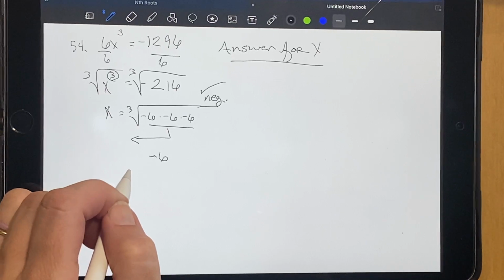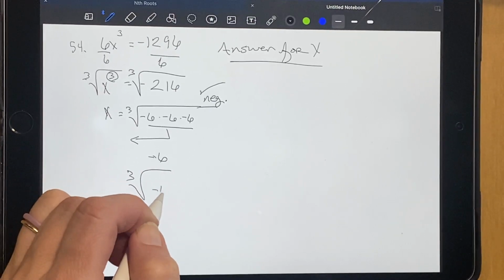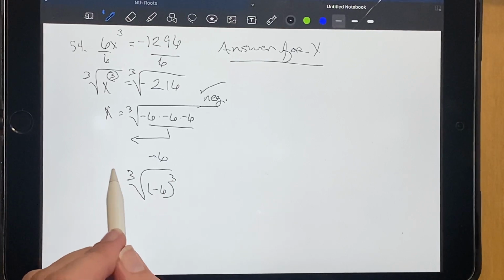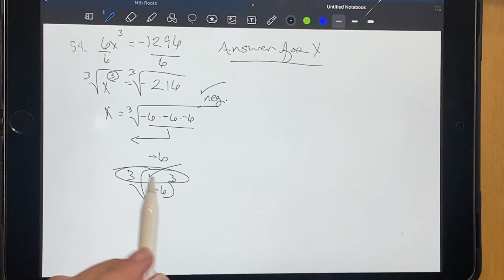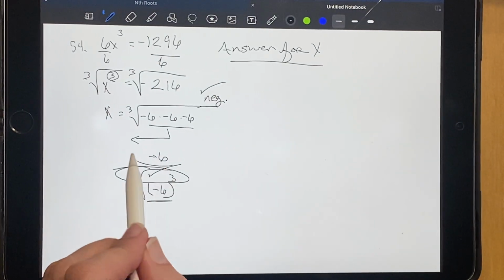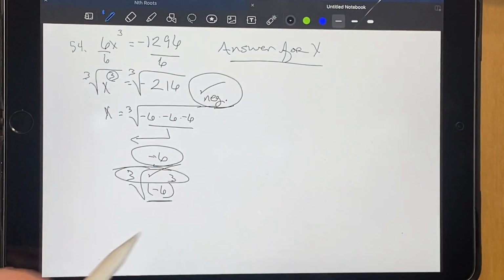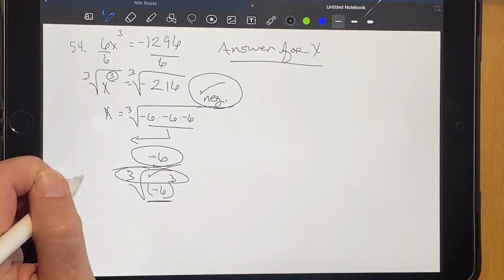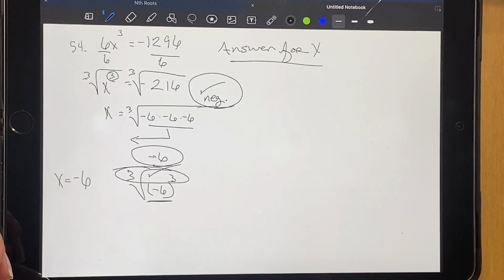We could have also rewritten it as negative 6 cubed. I have 3. I need 3. These match, so I simply have my base. I got my answer as a negative number. I knew my answer needed to be a single negative number, so I can say x is equal to negative 6. So that's the whole goal in solving.